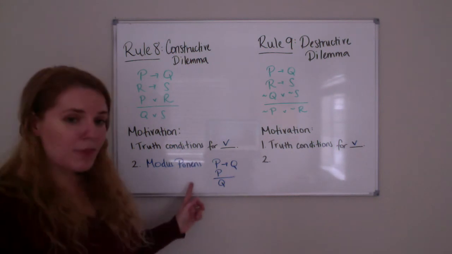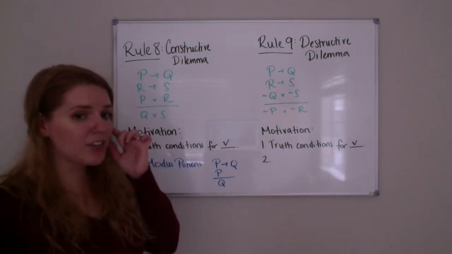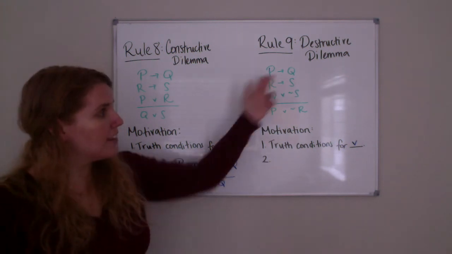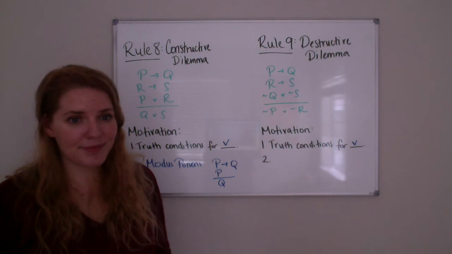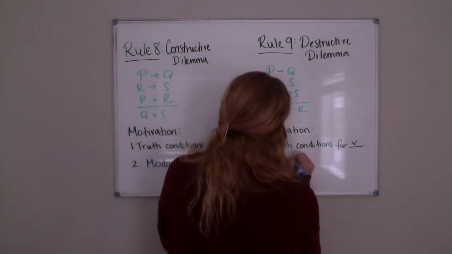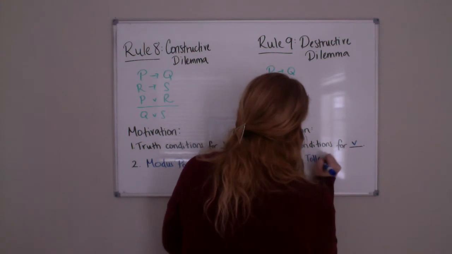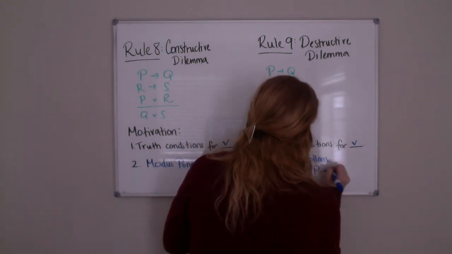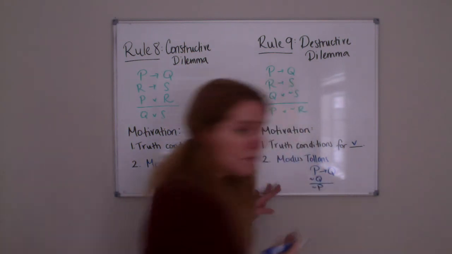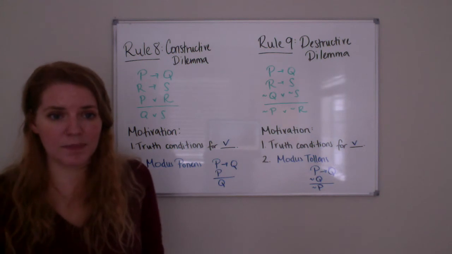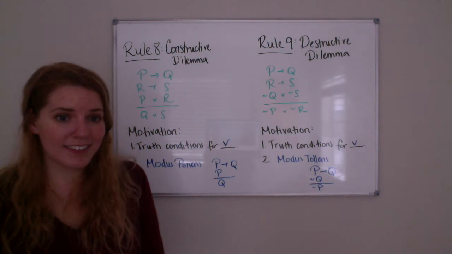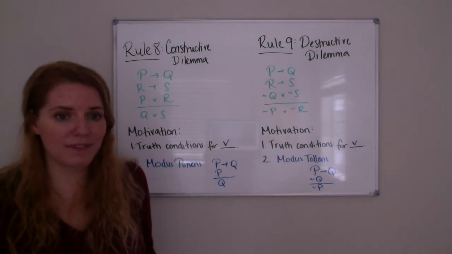In Rule 8, we used modus ponens to motivate the constructive dilemma. Which pattern of reasoning do you think we're going to need to motivate destructive dilemma? Here we're going to use modus tollens. Modus tollens, if you'll remember, tells us that if we have the conditional claim if P then Q and we have not Q, then we can automatically deduce not P. So if we have a true conditional claim and the consequent is false, then the antecedent must also be false.